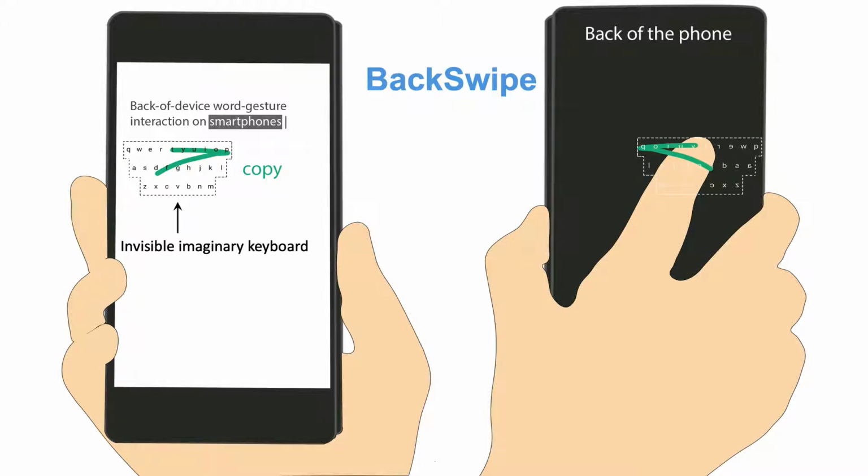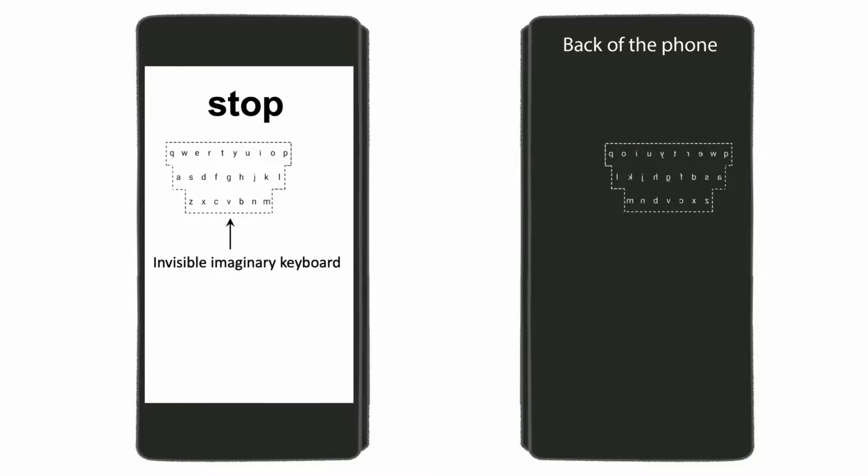To enter a word, the user holds a phone with one hand and uses the index finger of the same hand to draw a word gesture on an imaginary invisible keyboard, which could be anywhere on the back of the phone. For example, to enter the stop command, the user draws a gesture on the back of the phone, tracing through STOP.